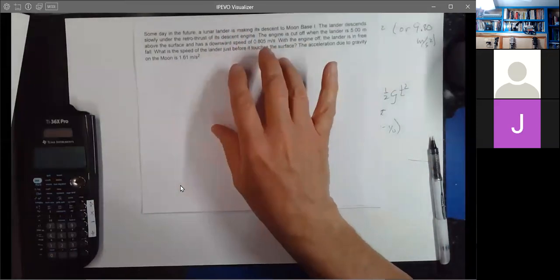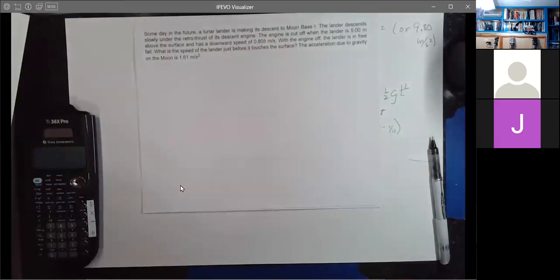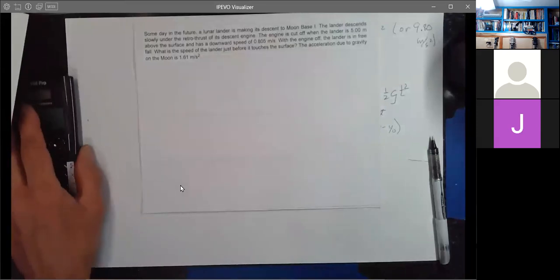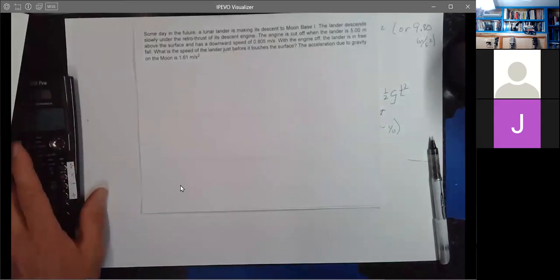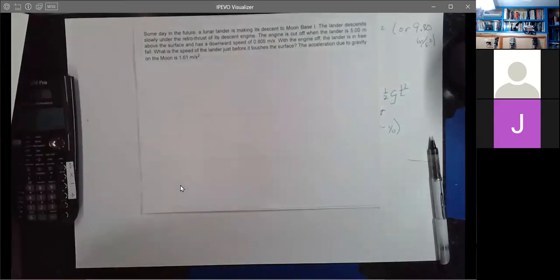Someday in the future, a Lunar Lander is making its descent to Moon Base 1. And I just read this weekend that SpaceX has been given the contract by NASA to develop the next moon lander. So that'll be kind of neat. We're going to return to the moon after, let's see, 50 years away from it. Actually, next year it's going to be 50 years since the last moon mission.